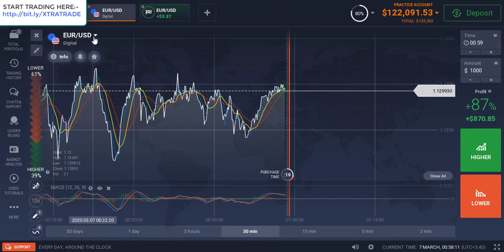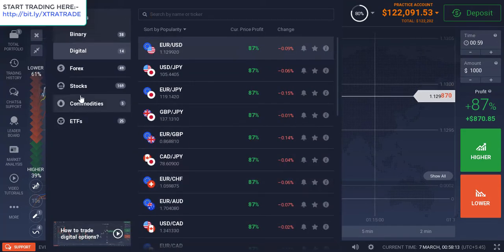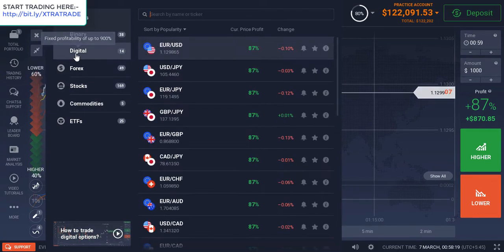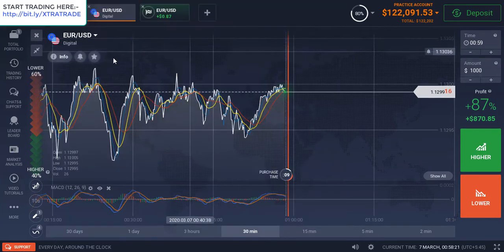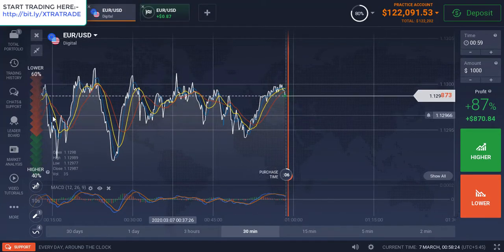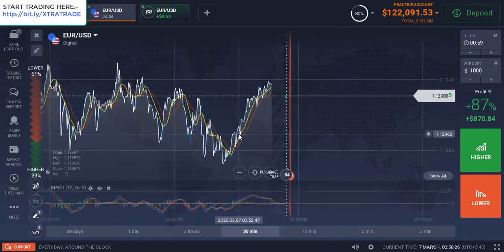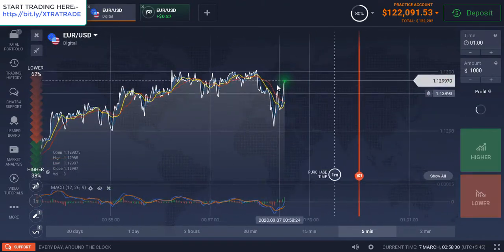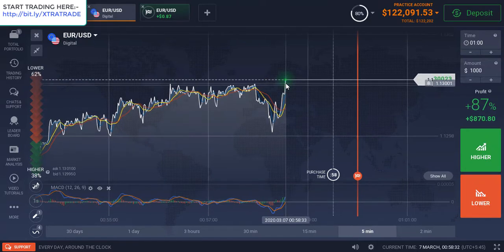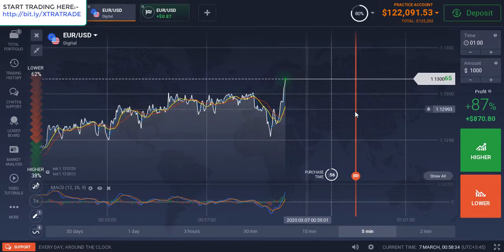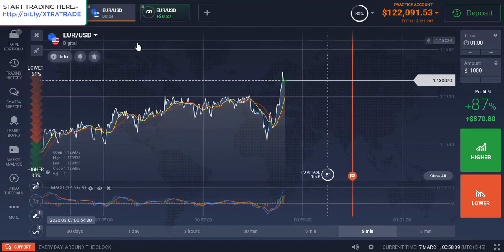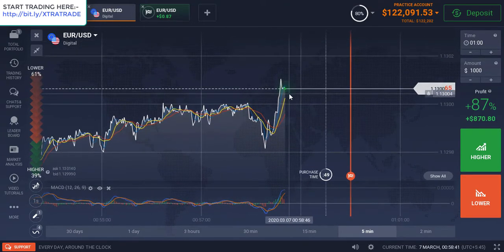So there are various methods. If you want to invest in forex, stock, commodities, or any binary option, just go to, I prefer digital and euro to USD, and just look at this graph. Okay, you can see the green dot, which is going up and down. All you have to do is predict whether this euro to USD will go up or down.